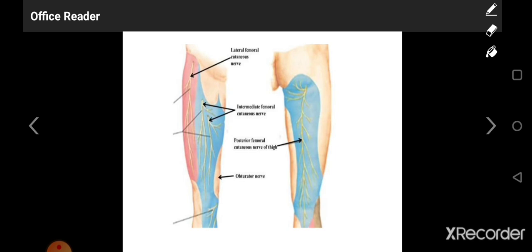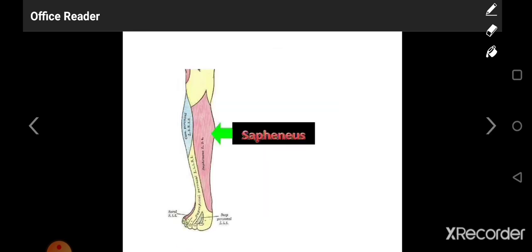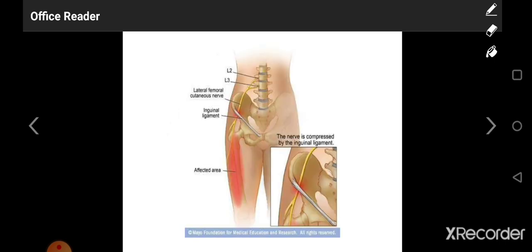This blue colored area on the anterior aspect of the thigh is the area supplied by the femoral nerve. Then this is the saphenous nerve area. This pink colored area is the area of skin supplied by the saphenous nerve, which is again a branch of the femoral nerve. And here we can see the entrapment of the lateral femoral cutaneous nerve in the inguinal ligament, which is termed meralgia paresthetica.